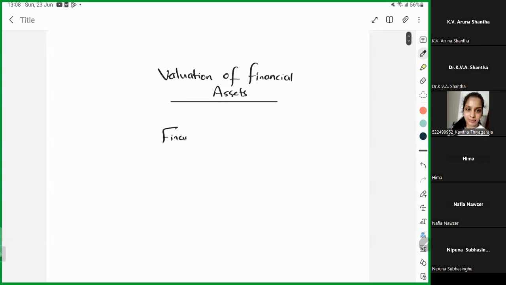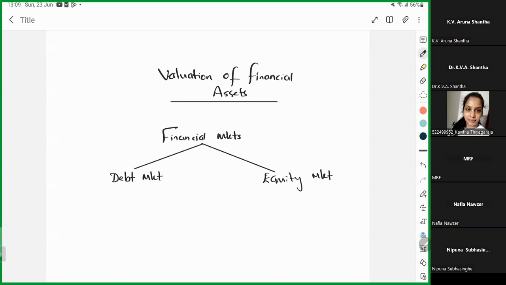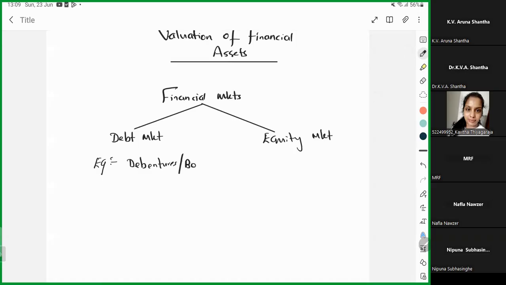You can classify financial markets into a debt market and an equity market. In debt markets, debt securities are traded, for example debentures. In some countries, these are called bonds. In the equity market, you see stocks, or shares. Shares are traded in stock markets.